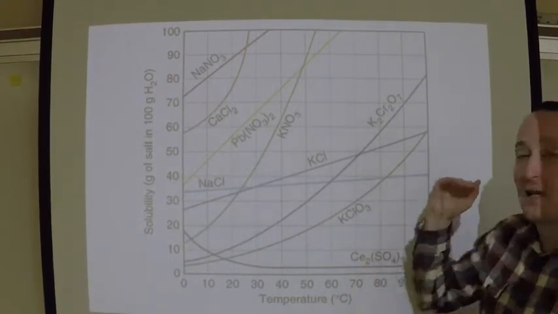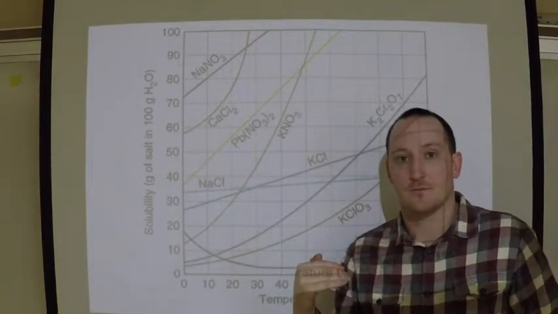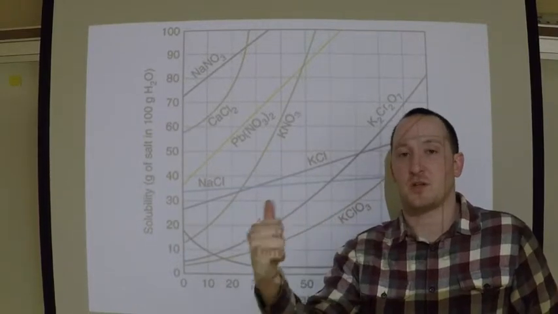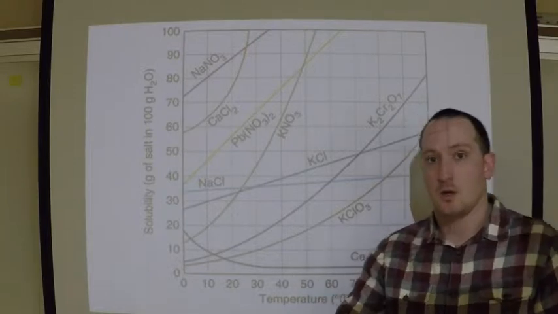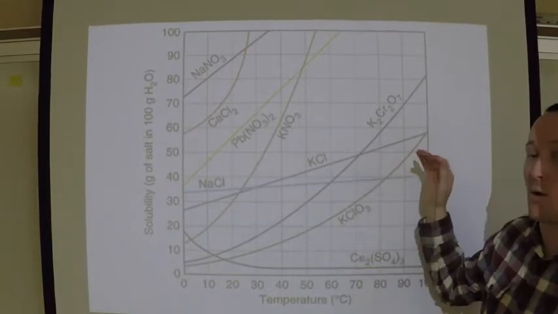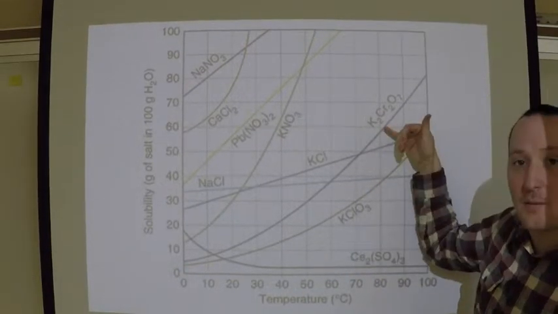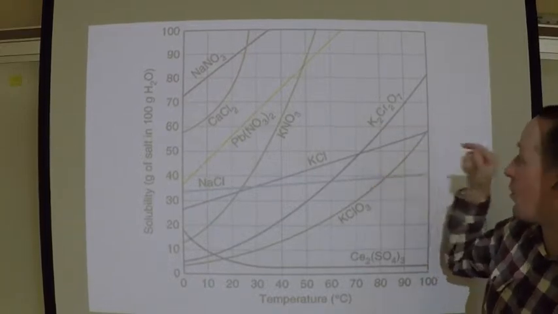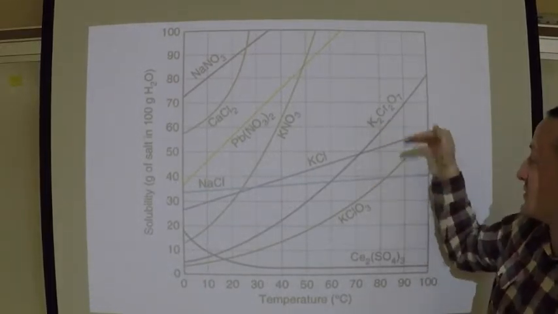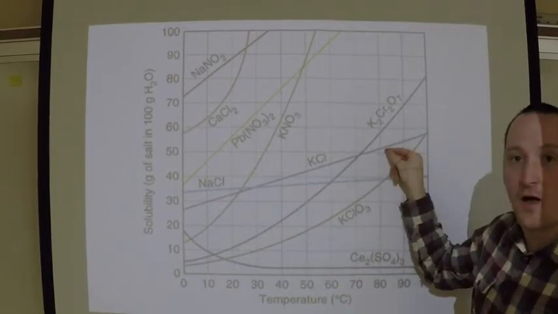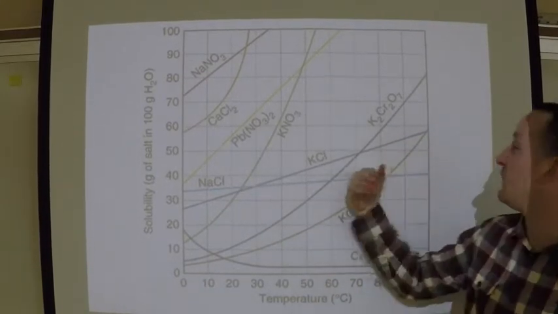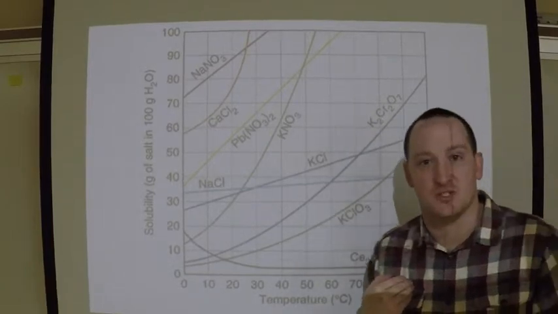Okay, so here's how you decipher this graph. In order to determine whether something is saturated, unsaturated, or supersaturated, you find your substance and you go, did I dissolve more than that limit, less than that limit, or at the limit? If it is less than that limit, it's unsaturated. If it is at the line, it is saturated. If it's above the line, it is supersaturated.